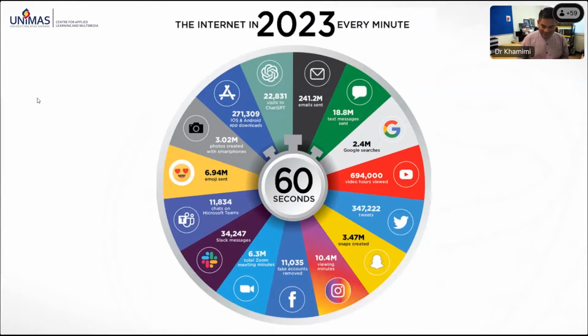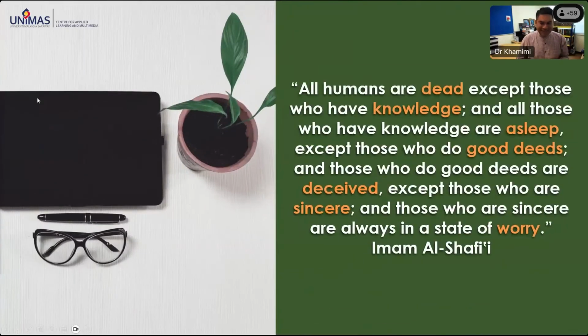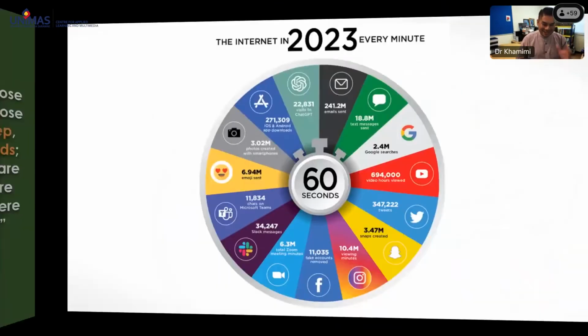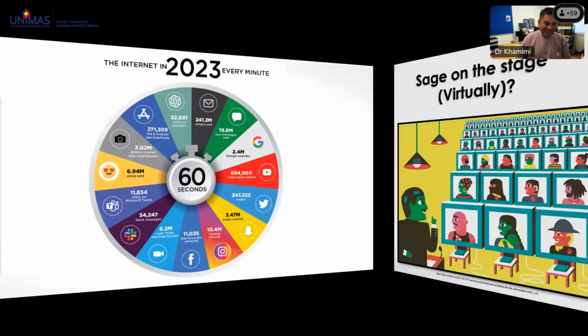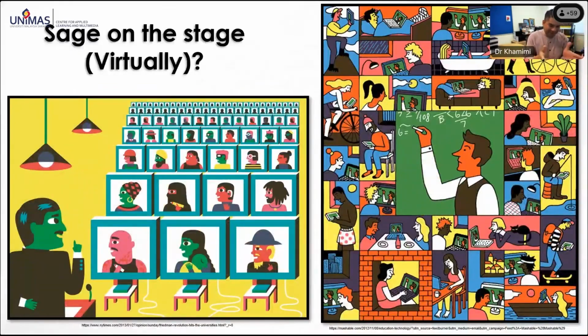Okay, so this is the Imam Shafi'i quote and citation. This is the internet minutes. And then this is a stage on stage. Your left side is the same setting as the virtual setting. On the stage, we are still teaching the same. And on your right, you must see what happened in our students' ecosystem. Actually, they are multitasking students.